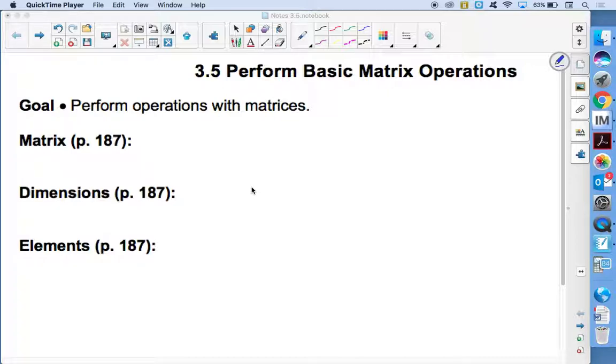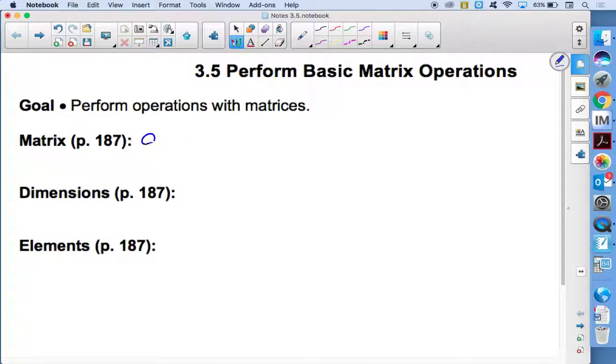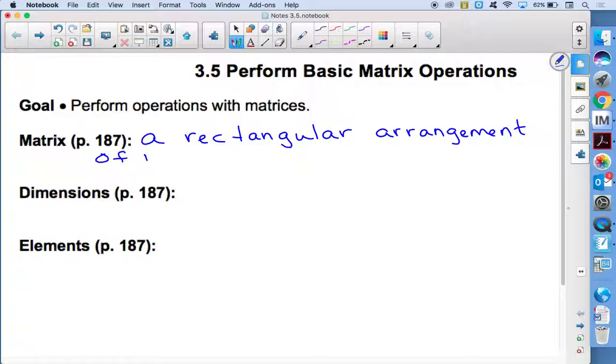What shape does it look like? A whole bunch of green characters going down the screen. Okay, so it could be a square, or it could be a rectangle. So a matrix is a rectangular arrangement of numbers.